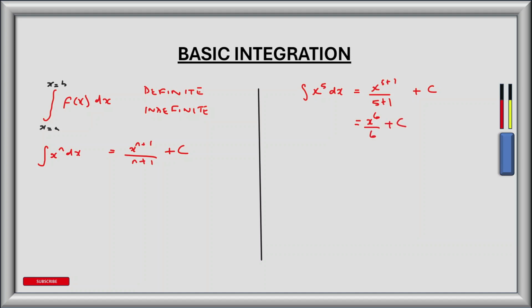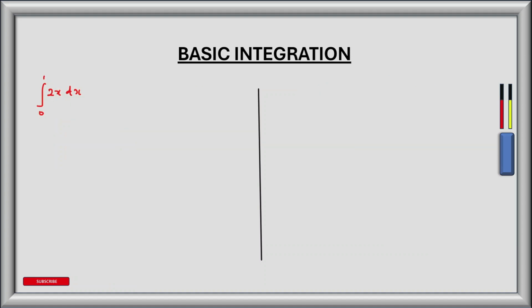Let's look at another example, the integral of x to the power of 7 dx. Using the power rule, that equals x to the power of 7 plus 1 divided by 7 plus 1 plus a constant c, which equals x to the power of 8 divided by 8 plus a constant c. Now let's look at a simple definite integral. Let's suppose we want to integrate the function 2x from 0 to 1 in the x direction.